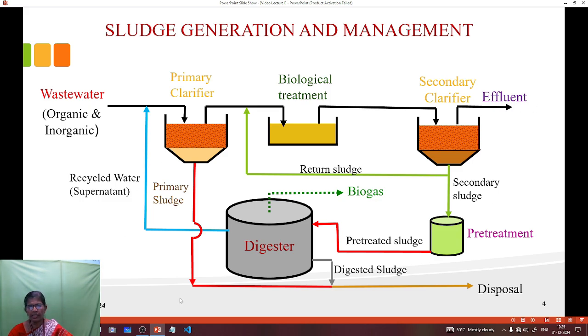The primary sludge and secondary sludge undergo some pre-treatments or go to the digester. This digester may be an anaerobic digester or aerobic digester, and finally the digested sludge is taken for other disposal units.